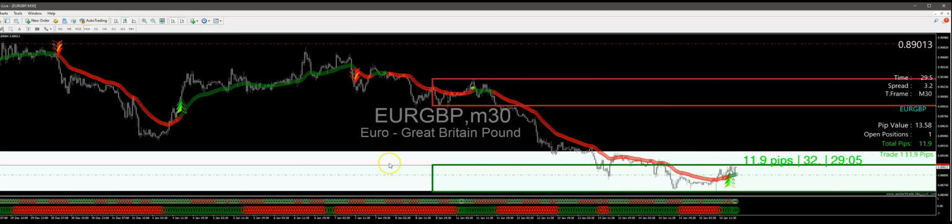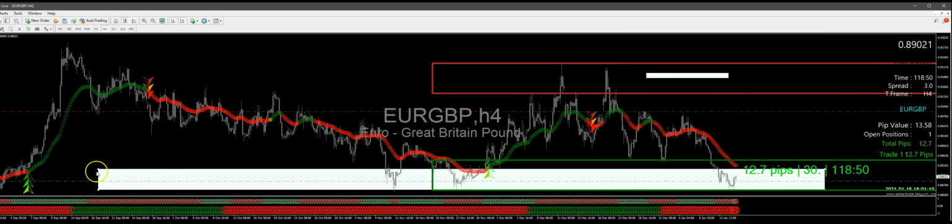It wasn't even necessary. Just being patient, waiting. The arrow said to get in. Boom, boom, boom. So I'll just wait. I'm waiting on that one. I didn't even have to get out of bed.